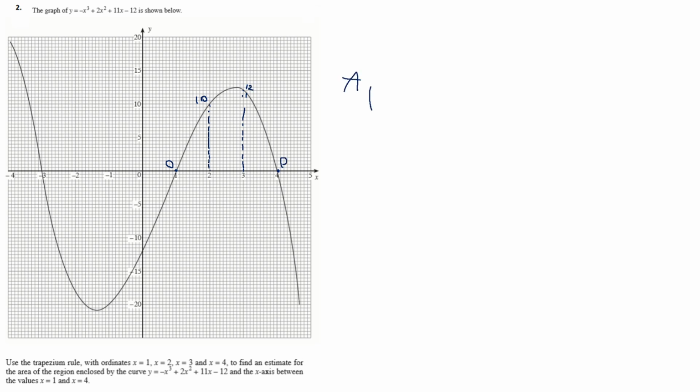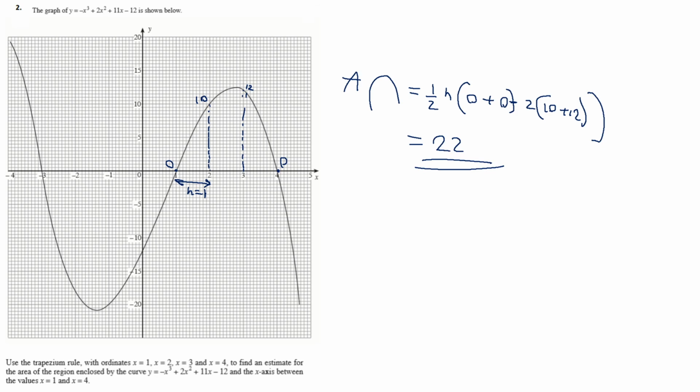So therefore, the area underneath that little bit there is going to equal a half times height. And remember, we're using this as the height, which is equal to 1. And we're timesing it by 0, which is our first number, plus 0, which is our second number, plus 2 times everything in the middle. 10 plus 12. Okay? And when we do that, we should get an answer of 22. And that is our final answer.